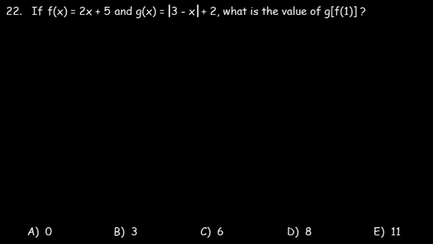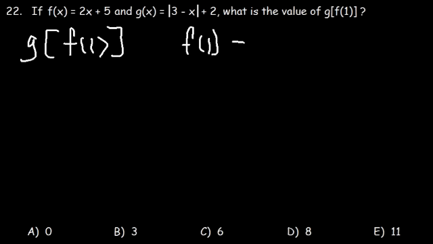22. If f of x is equal to 2x plus 5, and g of x is equal to the absolute value of 3 minus x plus 2, what is the value of g of f of 1? So here we want to evaluate a composite function. That's when one function is inside another function. So f is inside of g. So first, let's find out what f of 1 is equivalent to. So that means we need to plug in 1 into this equation. So let's replace x with 1.